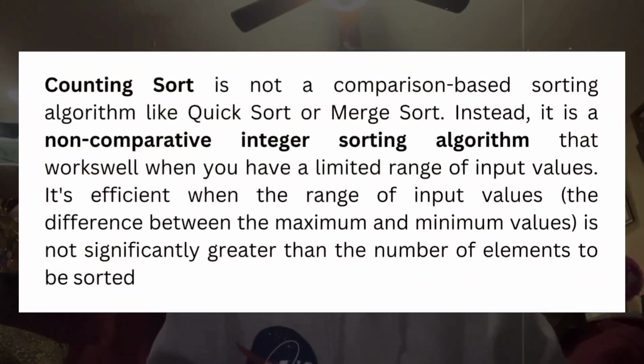Counting sort is not a comparison-based sorting algorithm like quicksort or merge sort. Instead, it is a non-comparative integer sorting algorithm that works well when you have a limited range of input values. It is efficient when the range of input values, the difference between the maximum and the minimum values, is not significantly greater than the number of elements to be sorted.